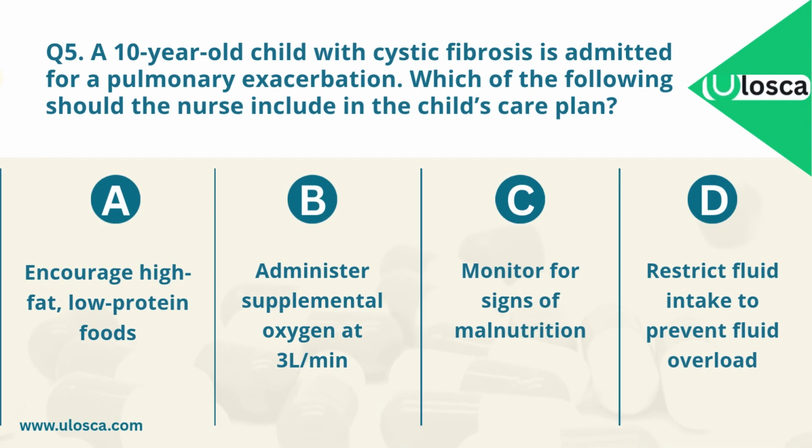Question 5. A 10-year-old child with cystic fibrosis is admitted for a pulmonary exacerbation. Which of the following should the nurse include in the child's care plan? A. Encourage high-fat, low-protein foods. B. Administer supplemental oxygen at 3 liters per minute. C. Monitor for signs of malnutrition. D. Restrict fluid intake to prevent fluid overload. Which one is the correct answer?